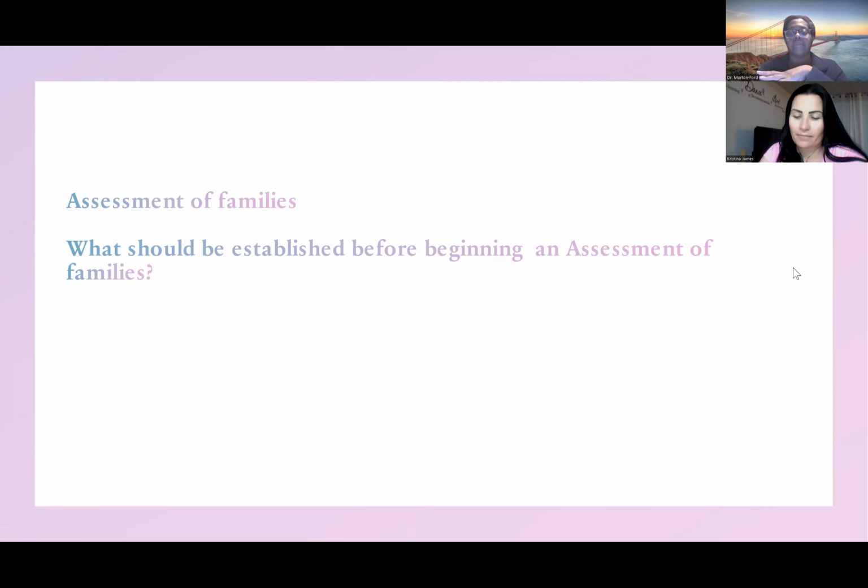All right, assessment of families. What should be established before beginning an assessment of a family?